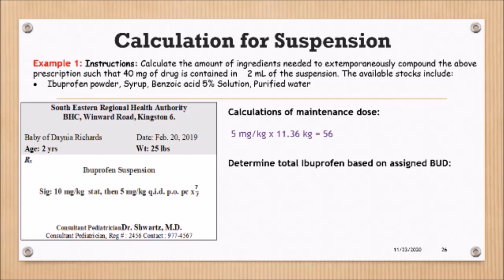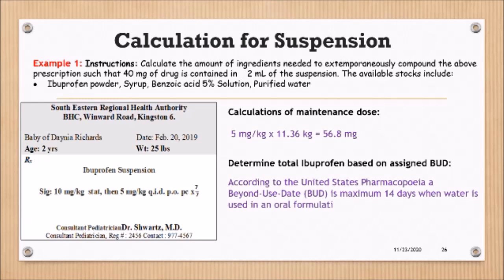So calculation of the maintenance dose is easy again. It's 5 milligrams per kilogram. We know what the kilogram weight is, and that is 56.8 milligrams. So we're going to determine the total amount of ibuprofen, which is going to be based on the start dose, the maintenance dose, and also on the BUD.